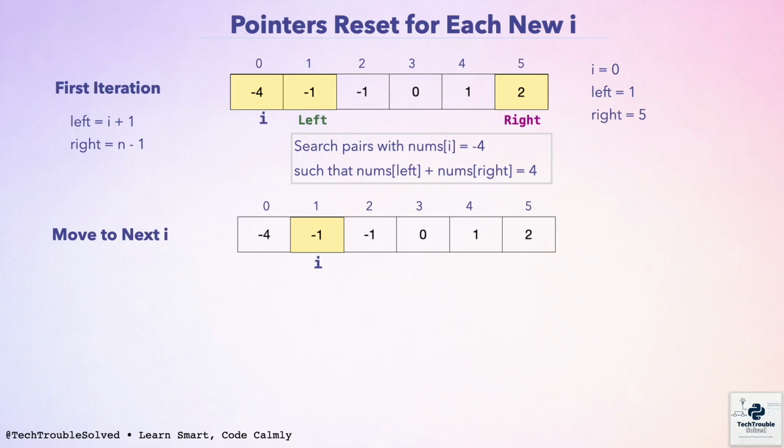At this point, we reset the pointers again. Left equals i plus 1, right equals n minus 1. So now left equals 2, right equals 5.